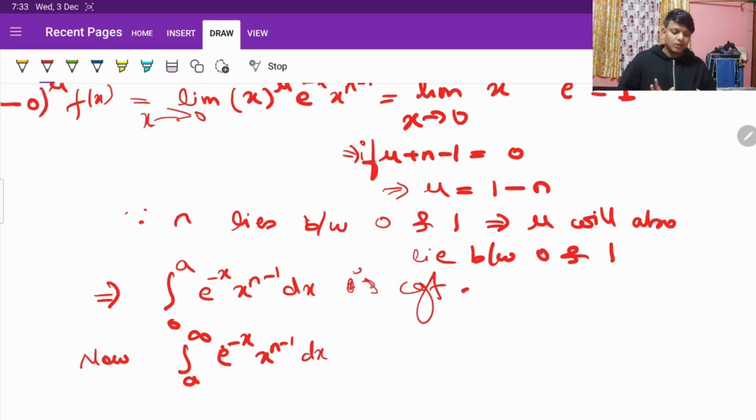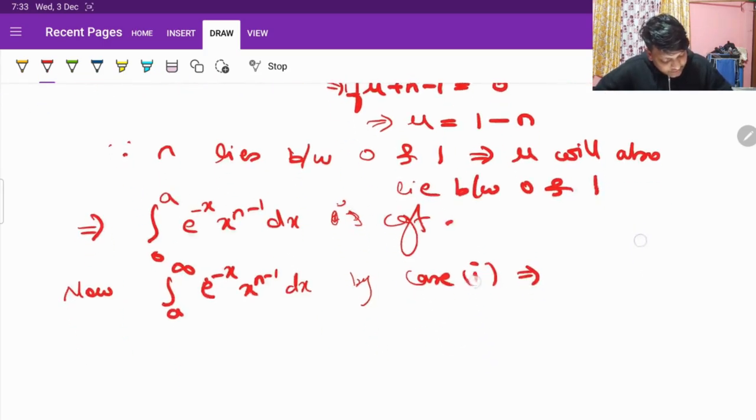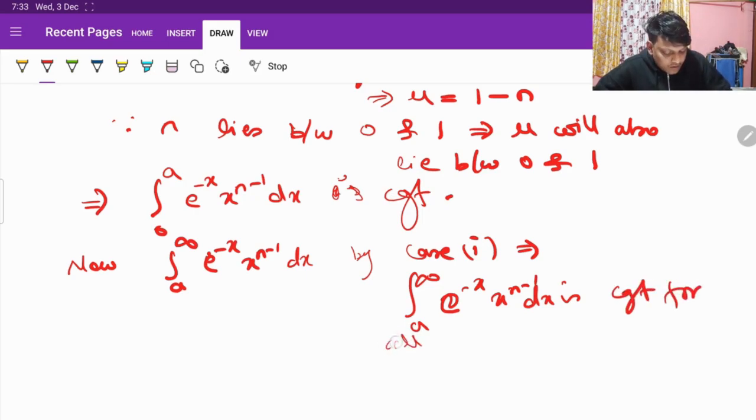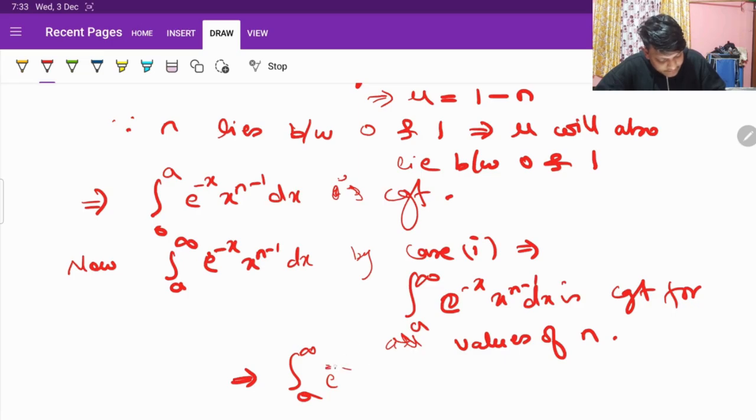Now what we had done in case 1: by case 1, the integral to infinity of e to the power minus x, x to the power n minus 1 dx is convergent for all values of n. So this implies the integral from a to infinity of e to the power minus x, x to the power n minus 1 dx is convergent.